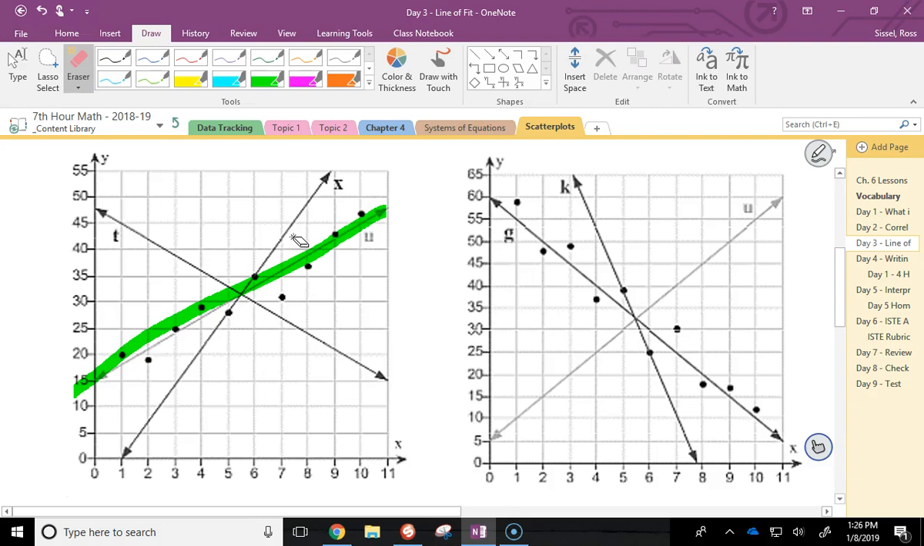Now, I look at this green one, it's the best. I have about the same amount of dots on both sides. It goes through the middle of all the data. So it's like my laser beam. All the guys are there and it shot straight down the middle. Here's the one that you are going to get your sucker for.